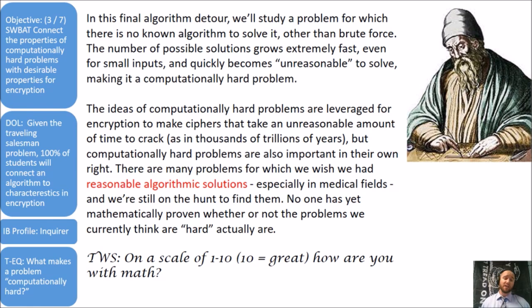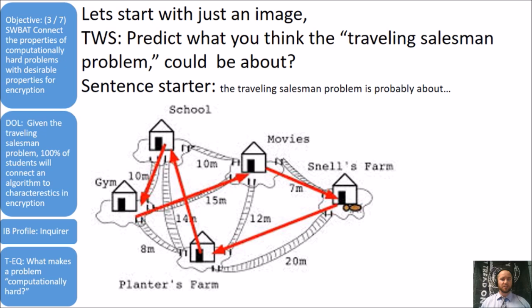So your think, write, share here is, on a scale of 1 to 10, 10 being you're great, how do you feel you are at math? So let's start with just an image. Think, write, share: predict what you think the traveling salesman problem could be about.